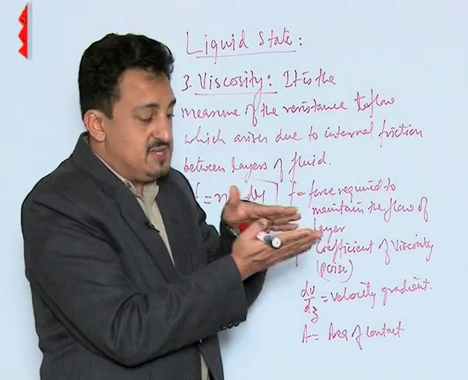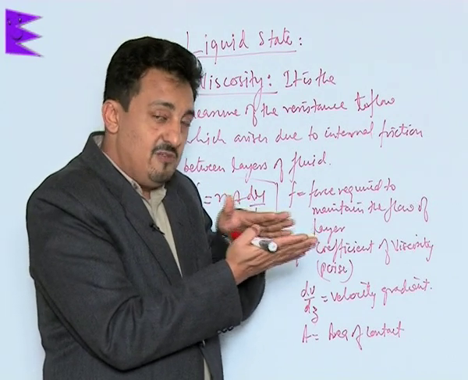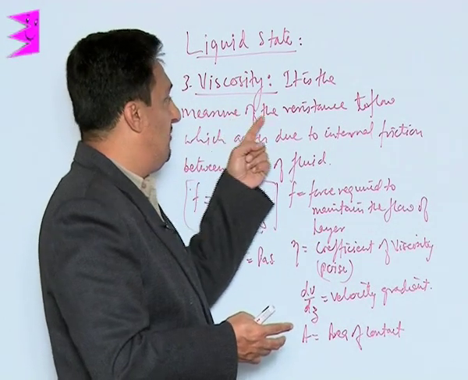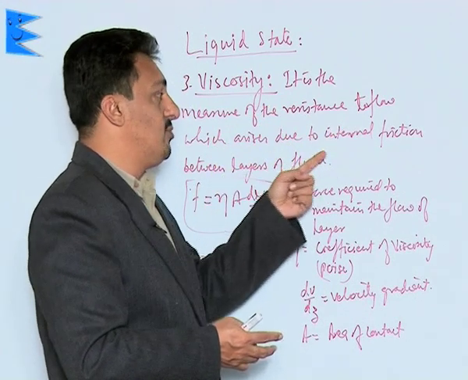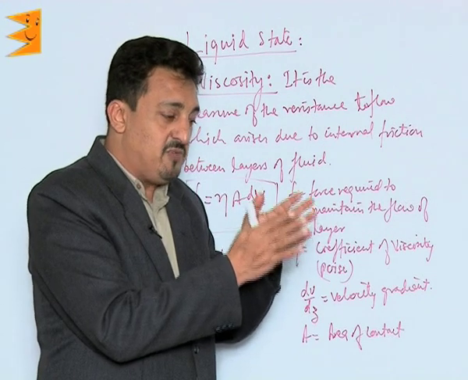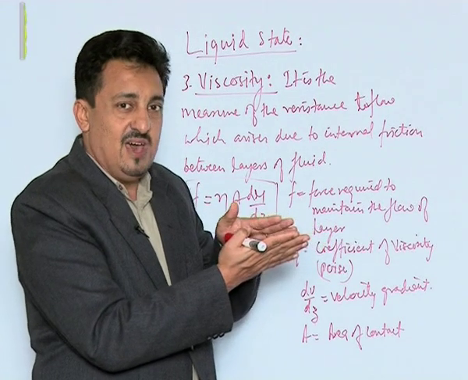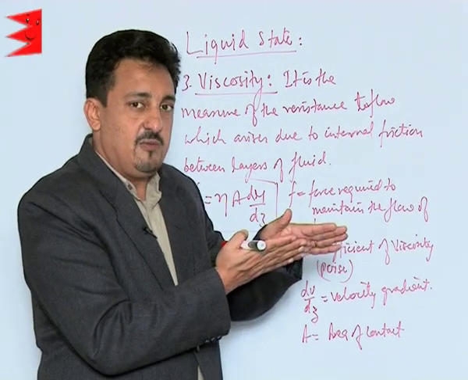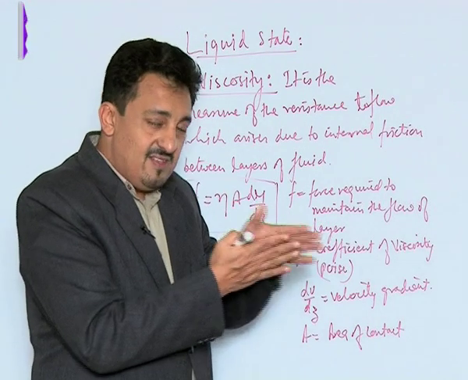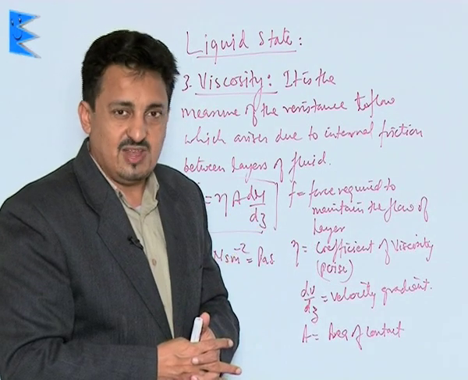Now, due to these intermolecular forces, the sliding of one layer above the other always experiences what? Friction. That is why fluidity is the measure of the resistance to flow which arises due to internal friction between layers of fluid. So by the term viscosity, we measure this friction, this resistance experienced by the layer of a liquid when it is sliding or flowing over another layer. Now this resistance or friction is directly proportional to what? The intermolecular forces of attraction.